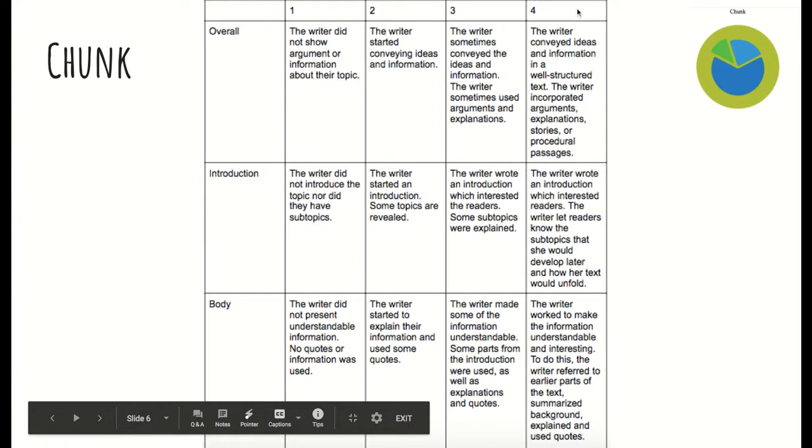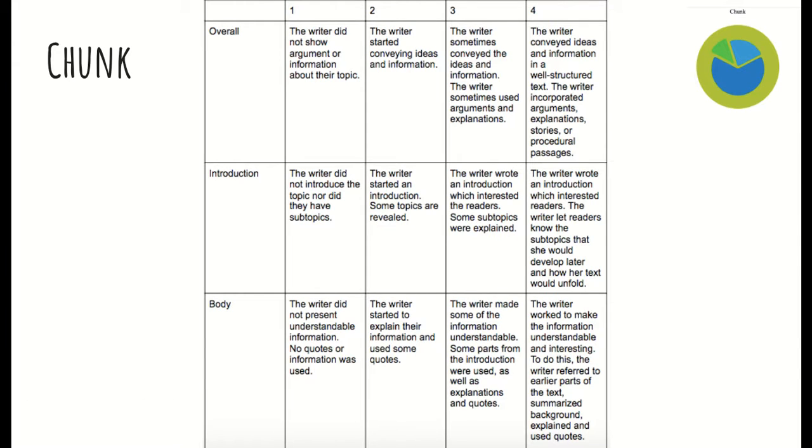Now, if we want a 4 for our essay, the writer conveyed ideas and information in a well structured text. The writer incorporated arguments, explanations, stories, or procedural passages. Next, for our introduction, the writer wrote an introduction which interested the readers. The writer let readers know the subtopics that she or he would develop later and how the text would unfold.